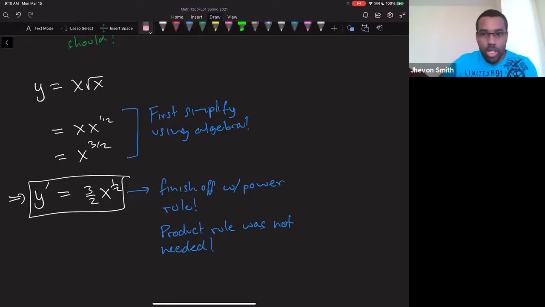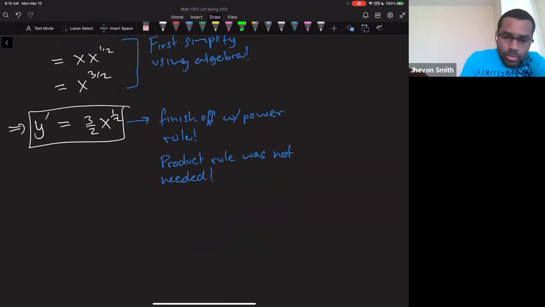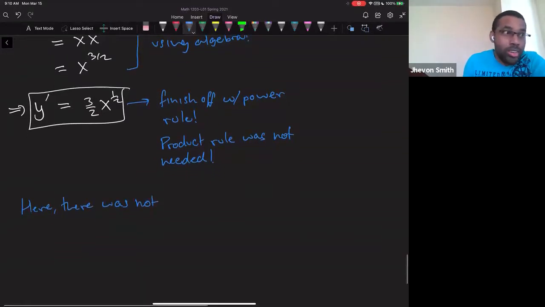Now here, there's not much harm, but like I said, there was not much harm in just going into the product rule, but there are situations where there is, and we'll see them later.